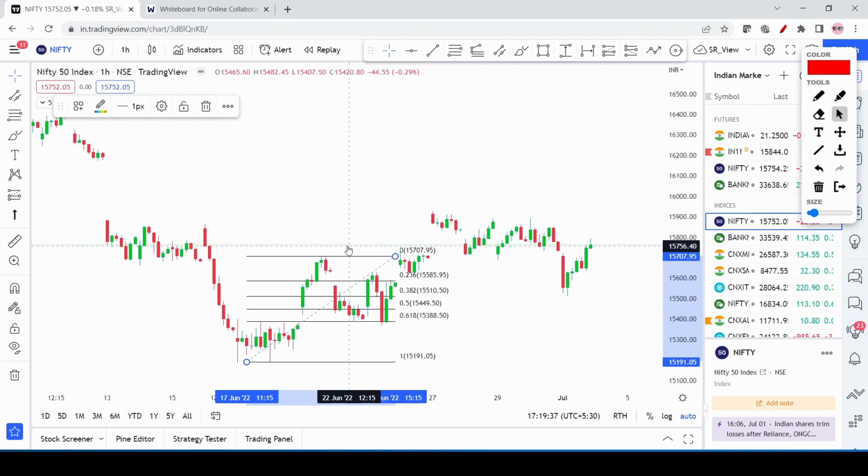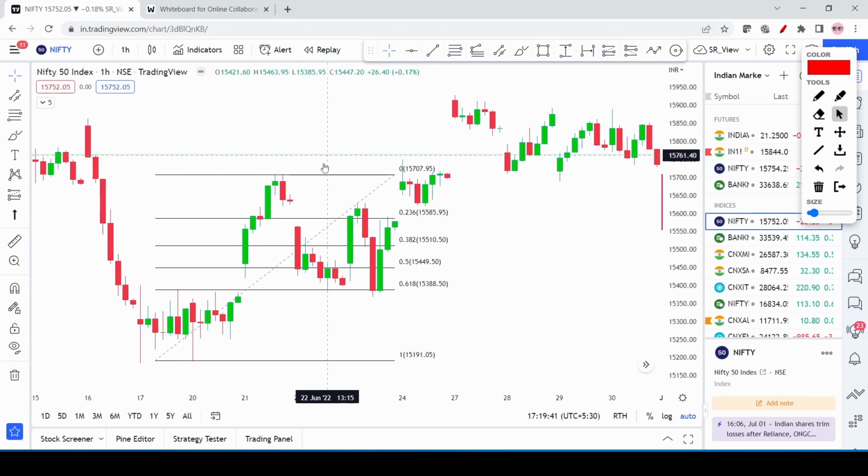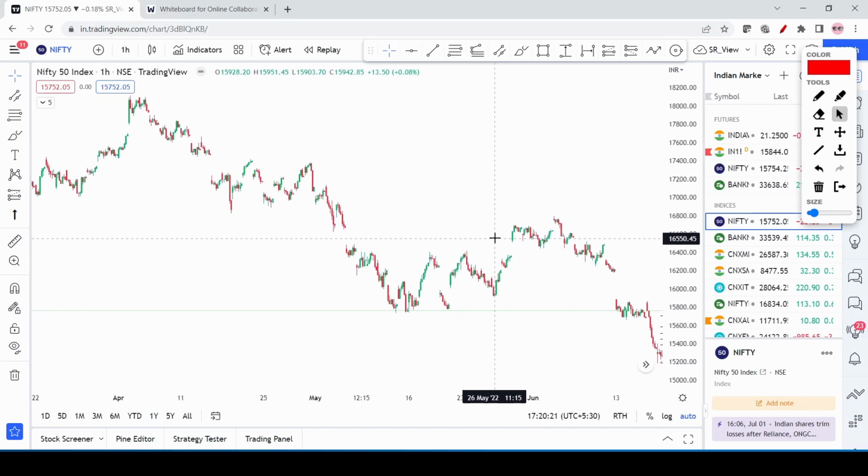It's not always, again, nothing is 100% sure in trading, as we know, whether technicals or whatever indicators, it has a higher probability, that's it. And in this case we can see it retraced exactly 61.8%. Now let me take some other example.